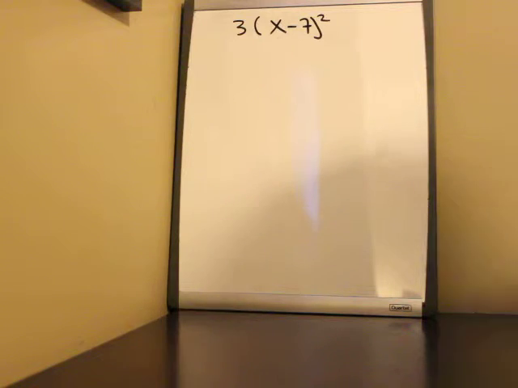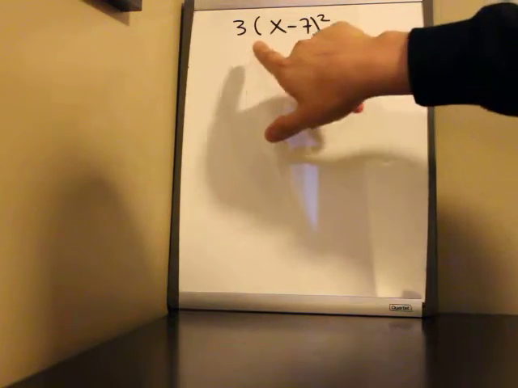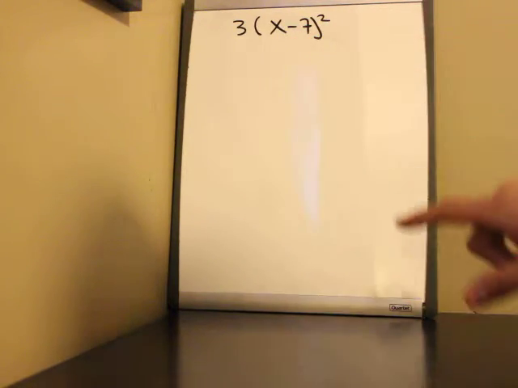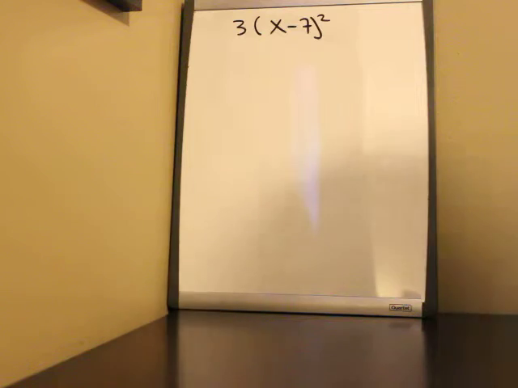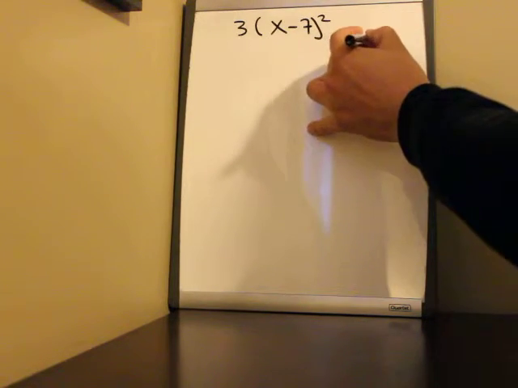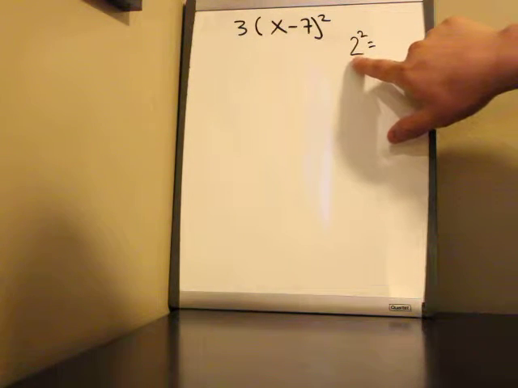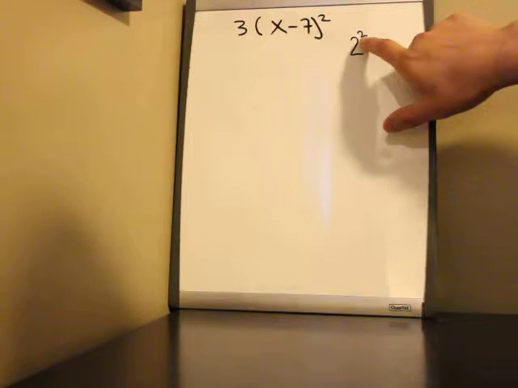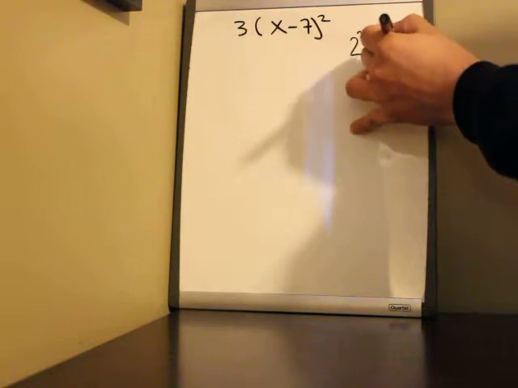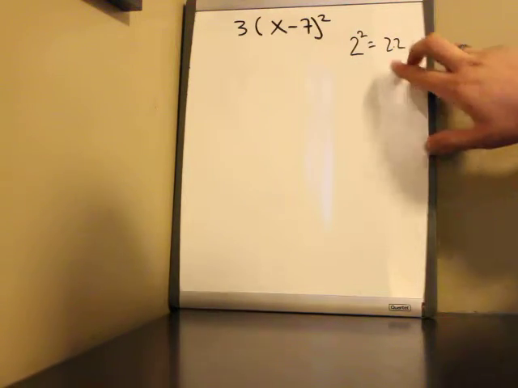Now, the first thing that we need to recognize is that we have 3 times parentheses x minus 7 squared. So we need to recognize that, remember, anytime we have a square, what does that tell us? Well, if we have 2 squared, that's telling us that we have whatever this is right here being multiplied by itself. So that's why it's 2 times 2, because this tells us that there's 2 copies of 2 that are multiplying.